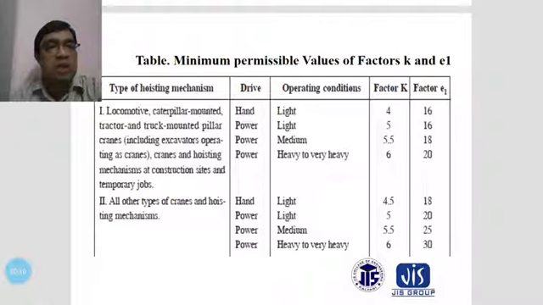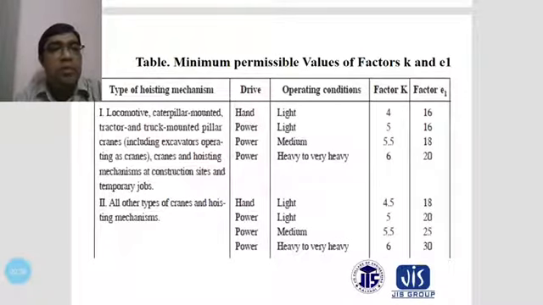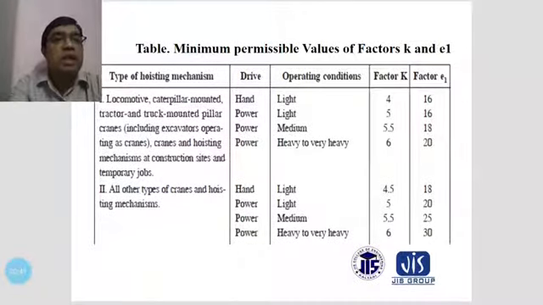equals 16. Another is the crane including excavator operating as a crane, which is considered power driven, with medium operating conditions, factor K is 5.5, and factor E1 is 18. Another is cranes and hoisting mechanisms at construction sites and temporary jobs. These are power type drives with heavy to very heavy operating conditions, the factor K is 6, and factor E1 is 20.